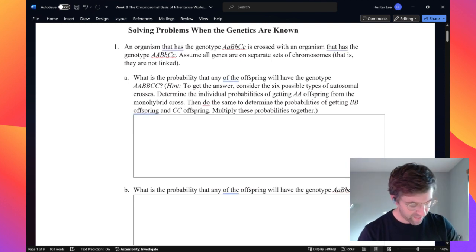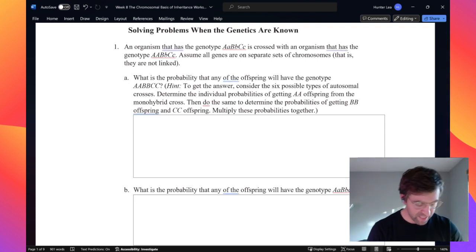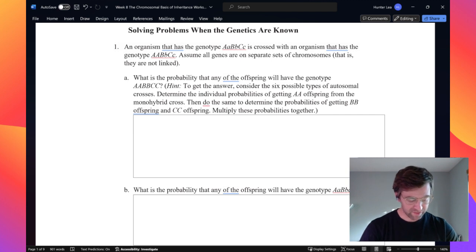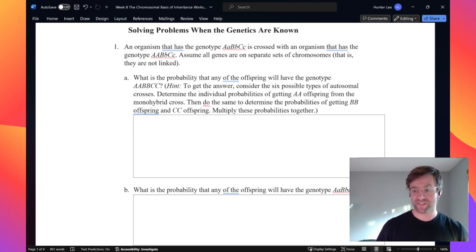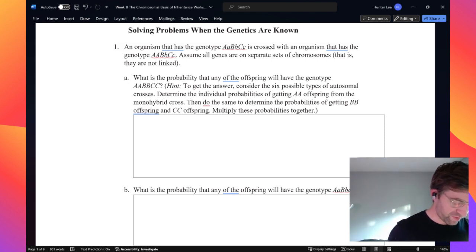An organism that has the genotype big A, big B, big C is crossed with an organism that has the genotype big A, big B, big C, little c. Now remember that capital letters denote dominance in a trait and lowercase letters denote recessiveness for the same trait.